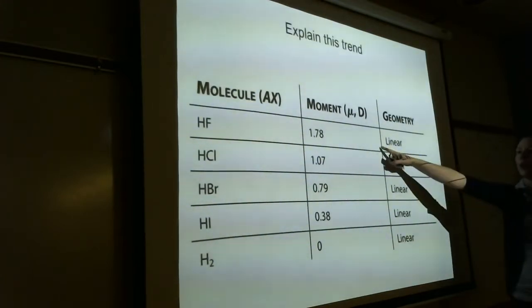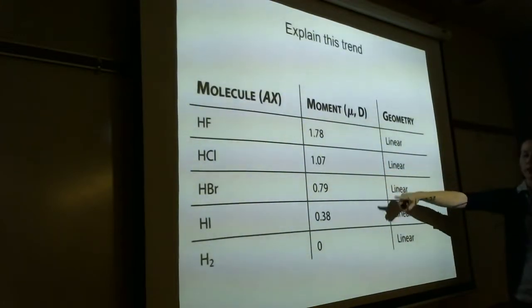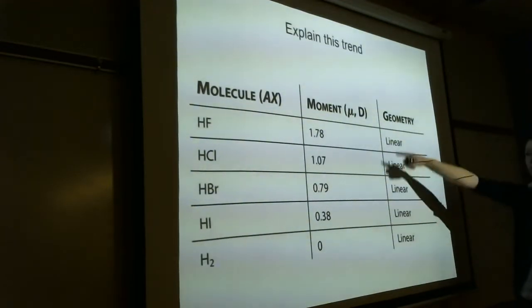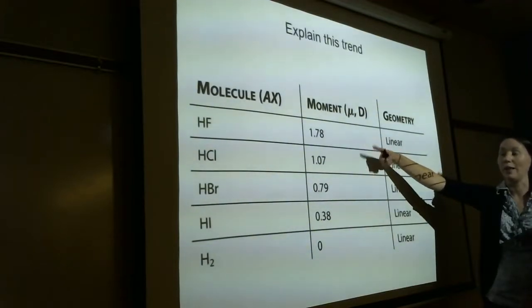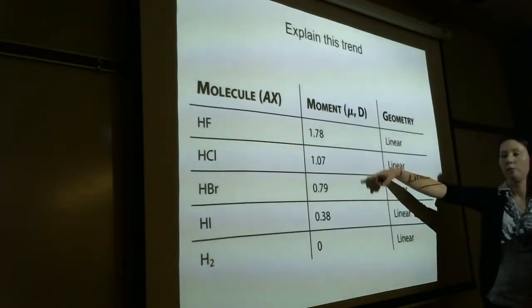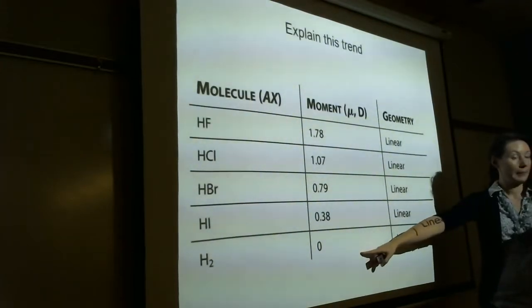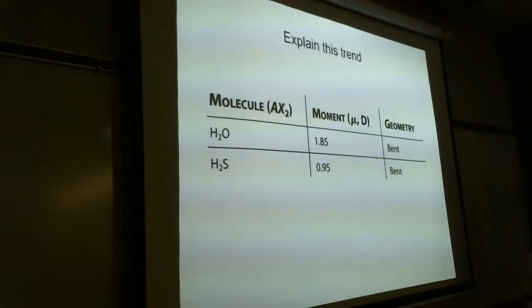Why is HF more polar than HCl, which is more polar than HBr, which is more polar than HI? Right, you're just reading straight down the periodic table, right? Fluorine's more electronegative than chlorine. Chlorine's more electronegative than bromine. Bromine's more electronegative than iodine. And why is this one 0? Bonded to itself, right?